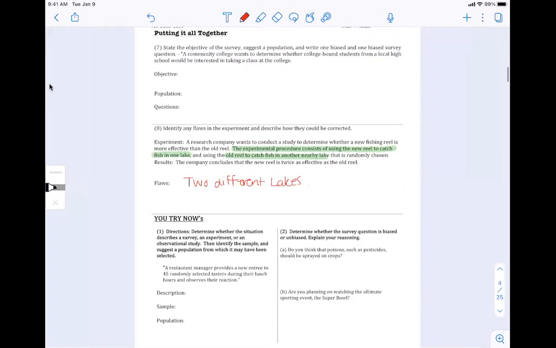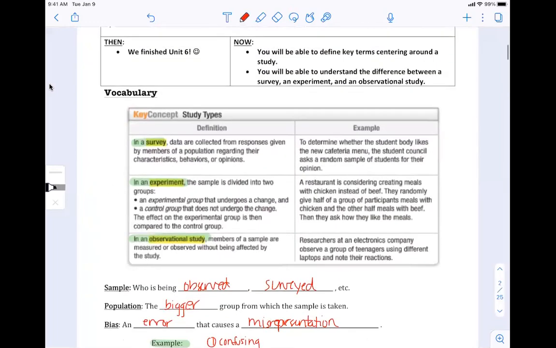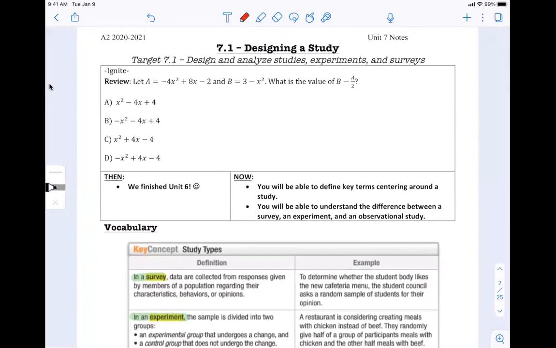So today, there's not a whole lot of math. A lot of today is going to be describing and identifying things from situations, all right? So you guys can now stop your video and move on to the homework for today.